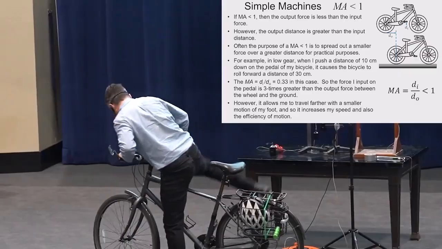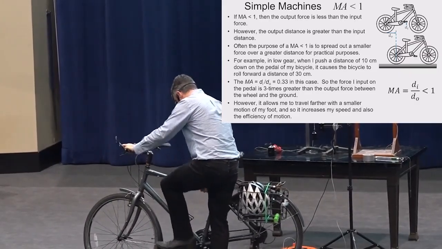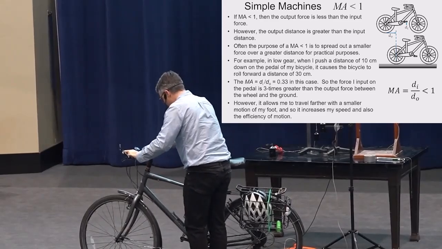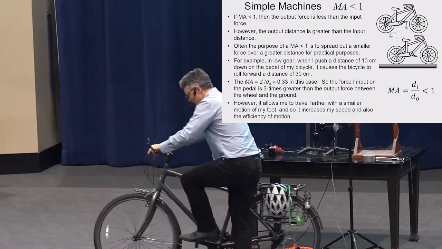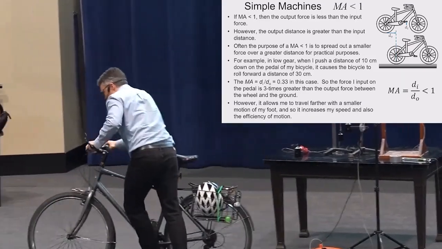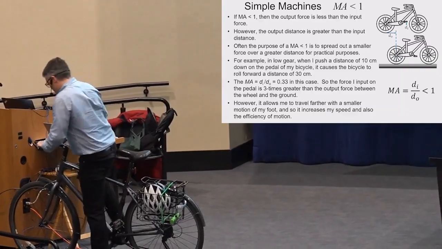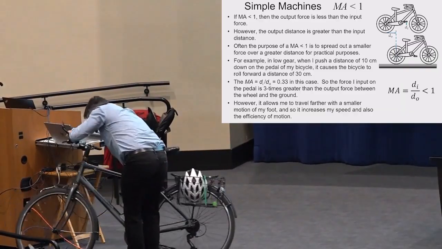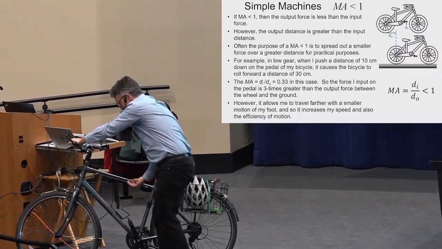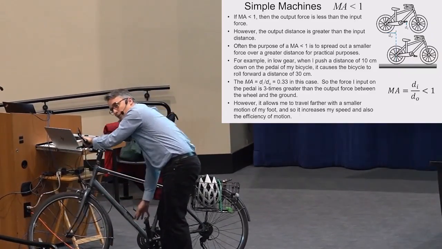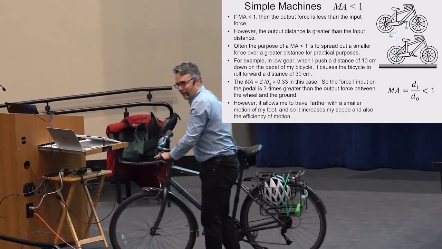And in fact, I change gears, maybe to go down a hill, to increase the mechanical advantage. What that will do is I won't go as far or as fast, but the force I have to push on the pedals to get a certain force on the bike is a lot less. And if I decrease the mechanical advantage, then the distance I go is a lot farther, but the force is a lot more. So it's all about the speed that you want to get.